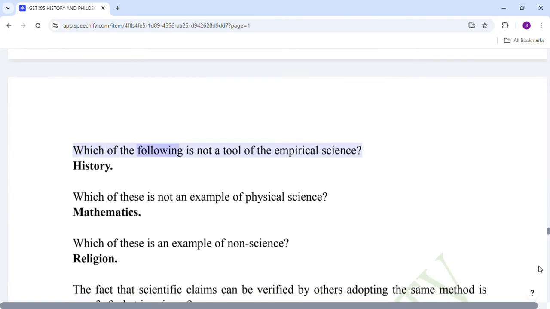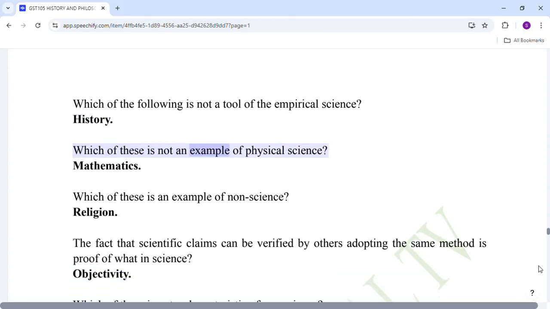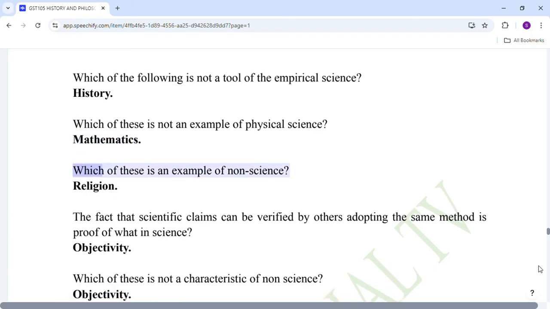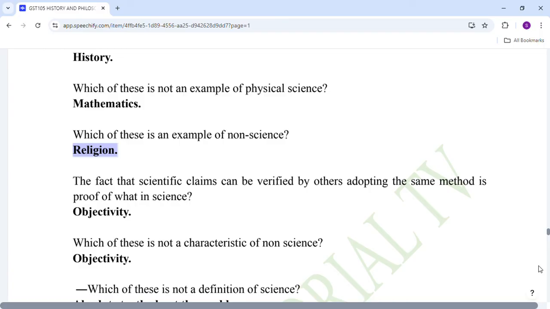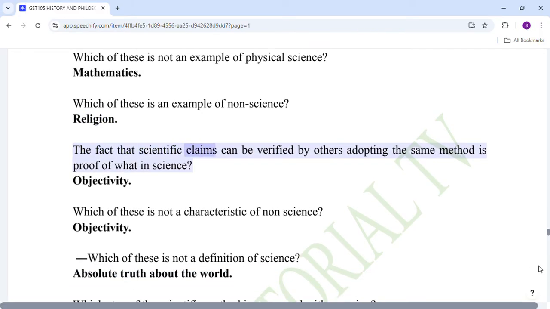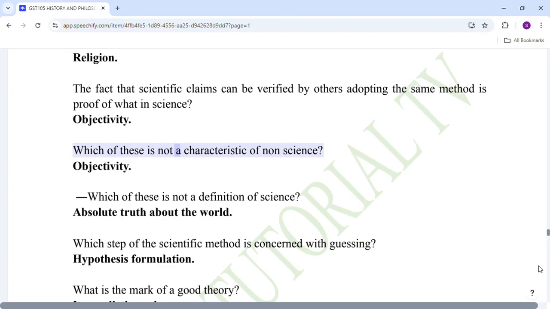Which of the following is not a tool of the empirical science? History. Which of these is not an example of physical science? Mathematics. Which of these is an example of non-science? Religion. The fact that scientific claims can be verified by others adopting the same method is proof of what in science? Objectivity. Which of these is not a characteristic of non-science? Objectivity.